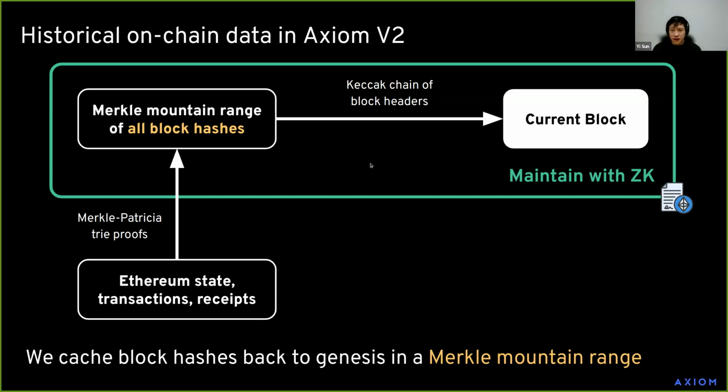Pia asks, isn't this limited to the latest 256 blocks? Yeah, so the answer to that is the EVM can only access the latest 256 block hashes. But once we've accessed one of those, we can decommit all previous block hashes from that one. And so that's exactly what we do. Any other questions about this Merkle mountain range construction? All right.